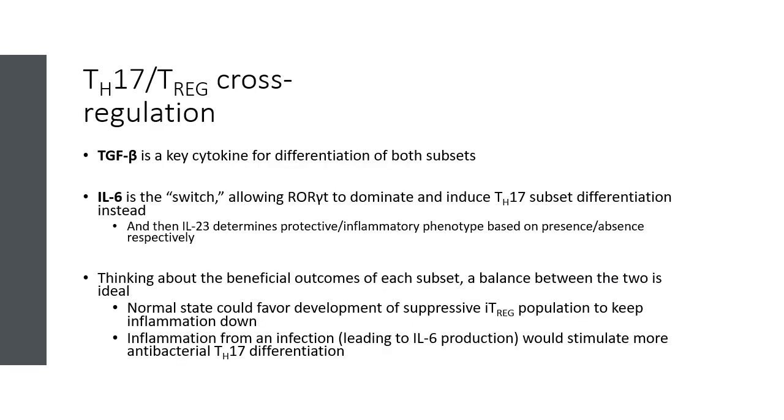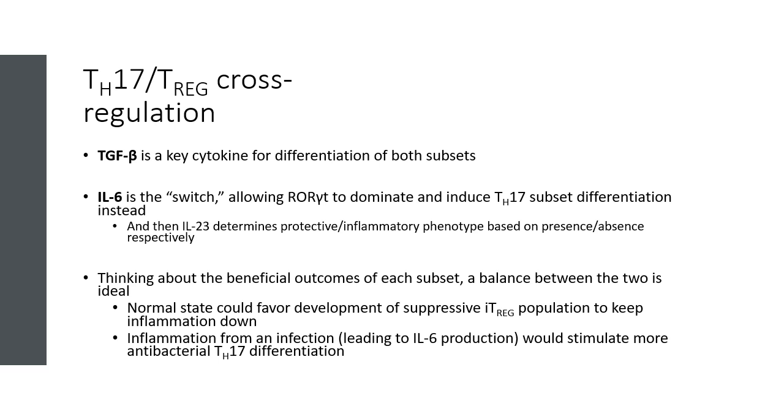Okay, so we had cross-regulation in the Th1 and Th2 subsets, and we also see the same phenomenon for Th17 and Tregs. So for these two cell types, once you start down one of these two differentiation pathways, for Th17 cells or regulatory T cells, especially the iTregs, the induced Tregs, it inhibits them from joining the other pathway.